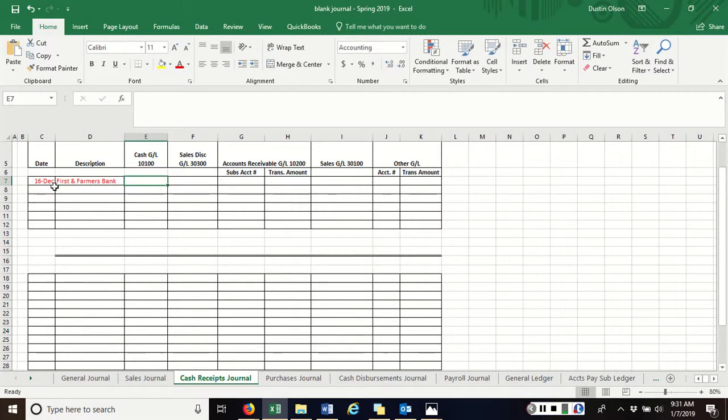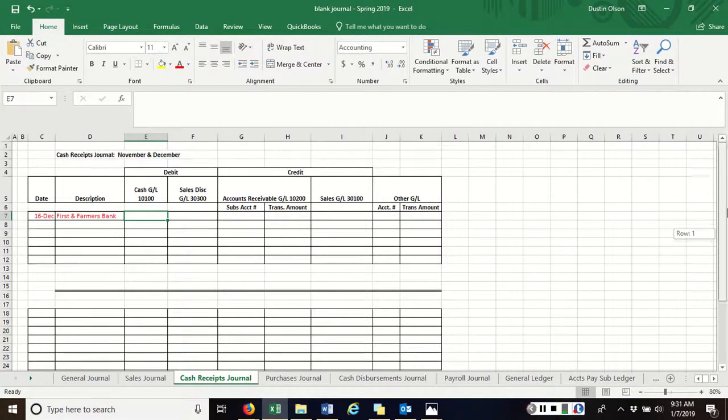And now once again, what's happening here? We got some money for taking out a note. So our cash is getting bigger. Cash gets bigger with a debit. So cash is in the debit column for $20,000.